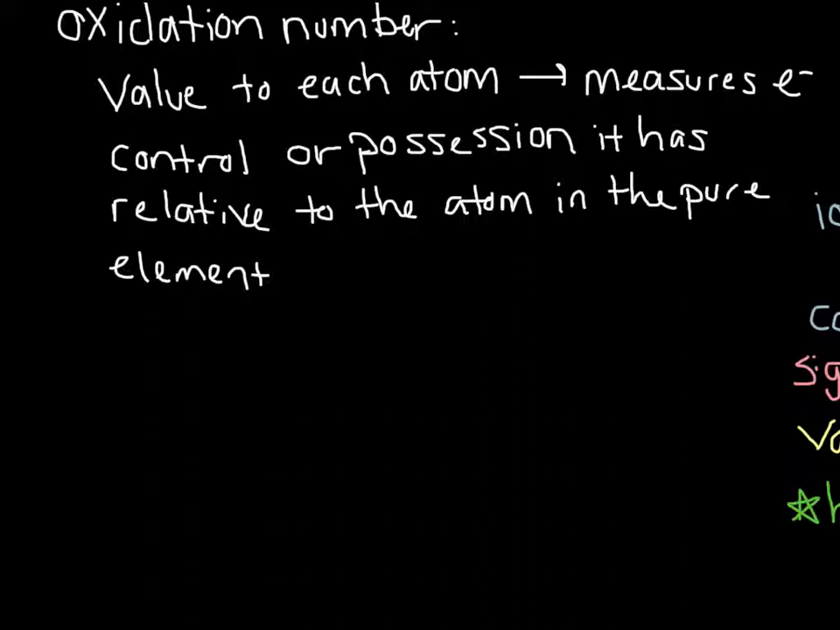What we're going to be looking at first, and what's going to be used as a consistent trend throughout the rest of Topic 9, is this concept of an oxidation number. This is a value given to each atom. It measures that atom's electron control or possession relative to the atom in the pure element or in the compound that it has itself.